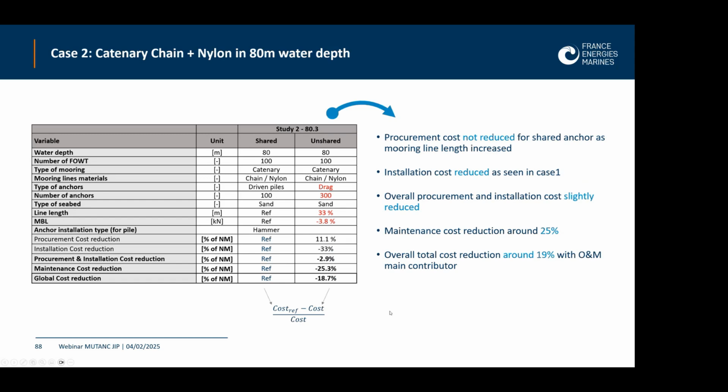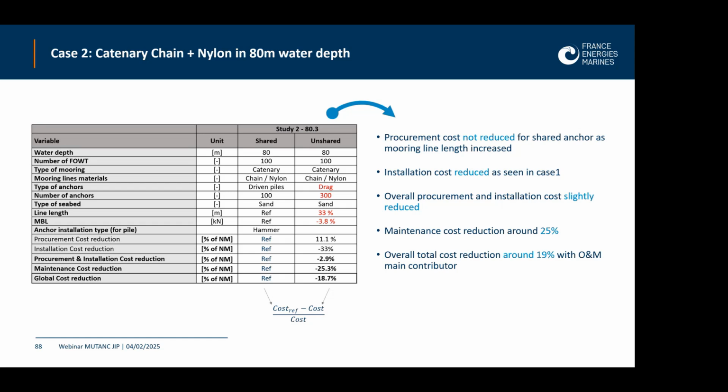please? Then for case 2, the case with a chain plus nylon in 80-meter water depth, here we compared driven pile with drag anchor. We saw that drag is slightly more cost-effective compared to driven pile in unshared configuration. Here we can see a variation in line length between shared and unshared anchor, with a smaller line length for unshared mooring lines, and a smaller MBL for unshared mooring lines.